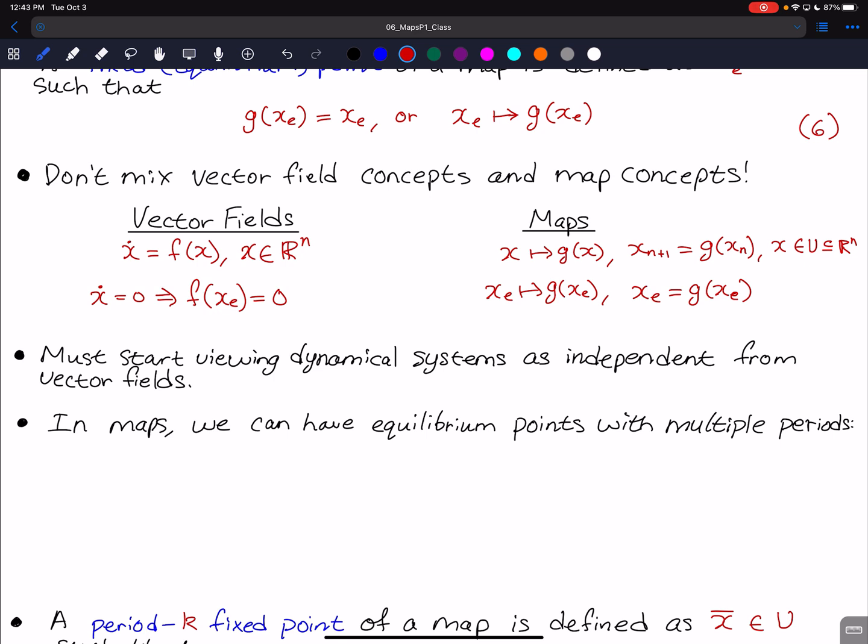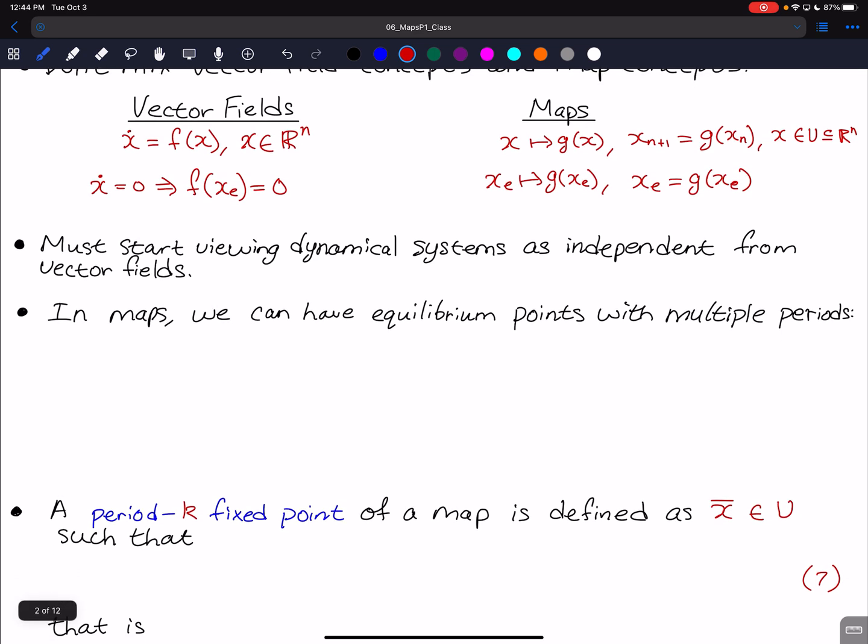So everything we've done previously was all done with vector fields, and a lot of work is done with vector fields in general, but dynamical systems are independent from vector fields. Vector fields are just a subcategory of dynamical systems. Okay, an interesting thing with maps is that you can have equilibrium points that have multiple periods.